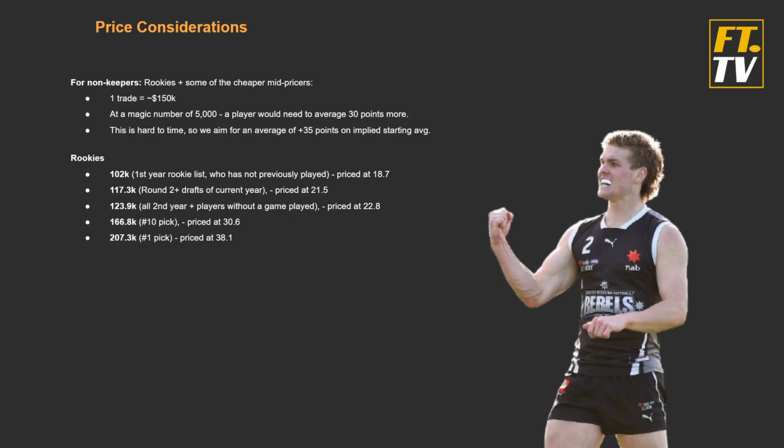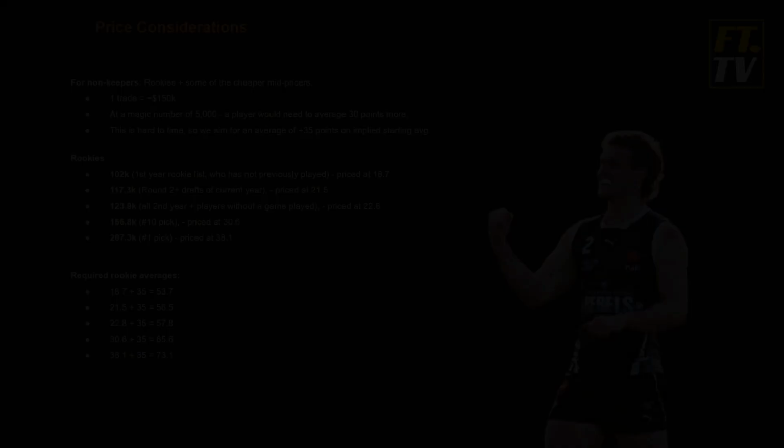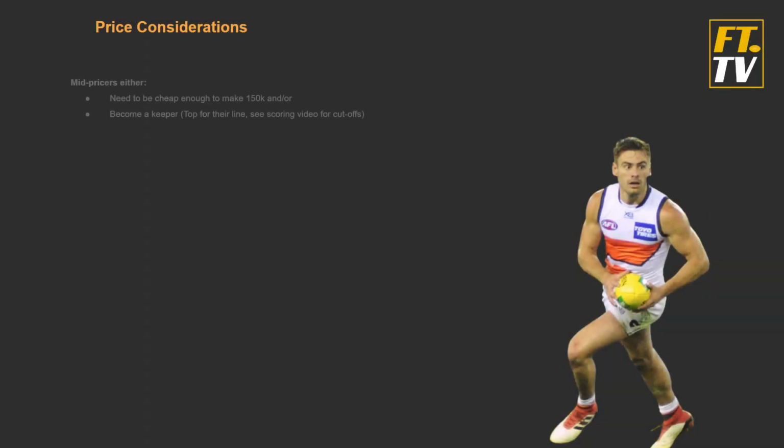Now, as we mentioned, we can add 35 to each of these implied averages that they begin with, and that becomes the average that that rookie needs to score for them to be a worthwhile selection at the start of the year. And by worthwhile, I mean obviously that they make that 150k in your team so you can continue upgrading. This also holds true for mid prices.